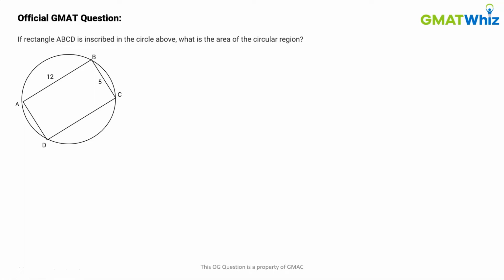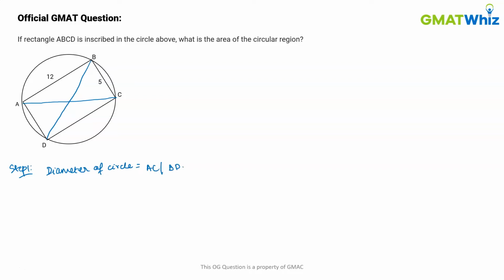In this question, a rectangle ABCD is inscribed inside a circle. We have to find the area of the circular region. Now, from the diagram, it is clear that the diagonals AC and BD will be equal to the diameter of the circle. So, the diameter of the circle will be equal to either AC or BD.